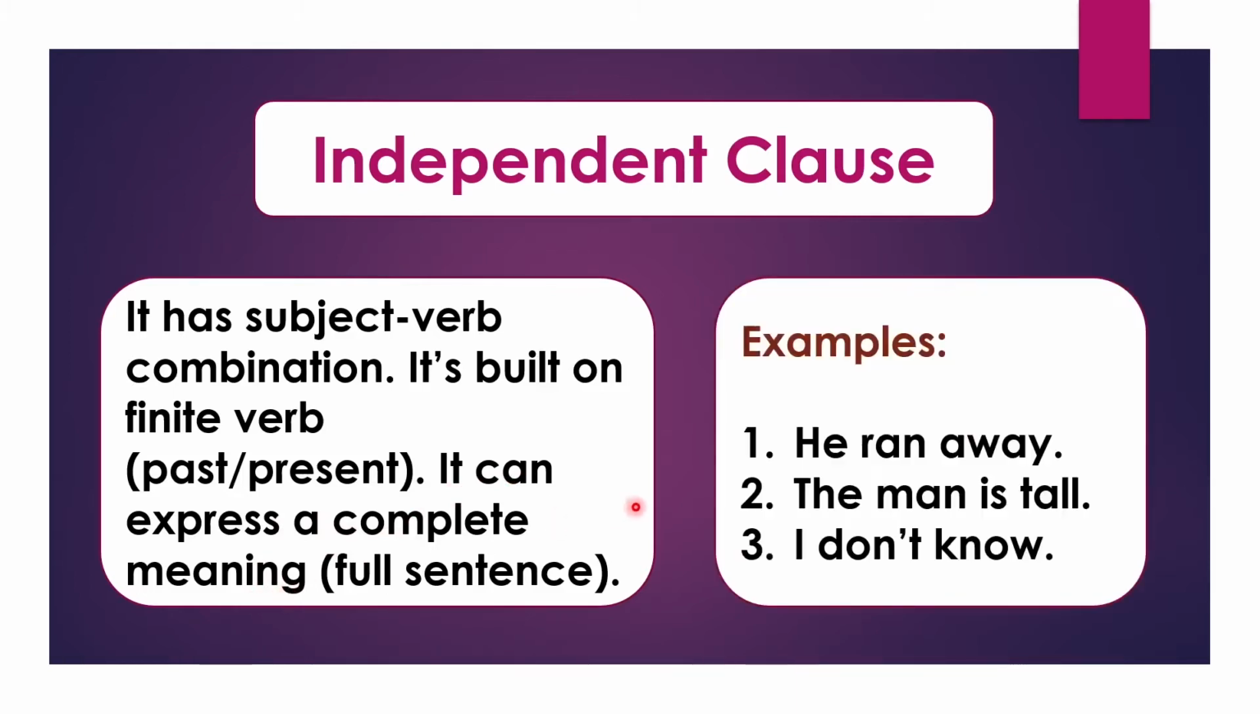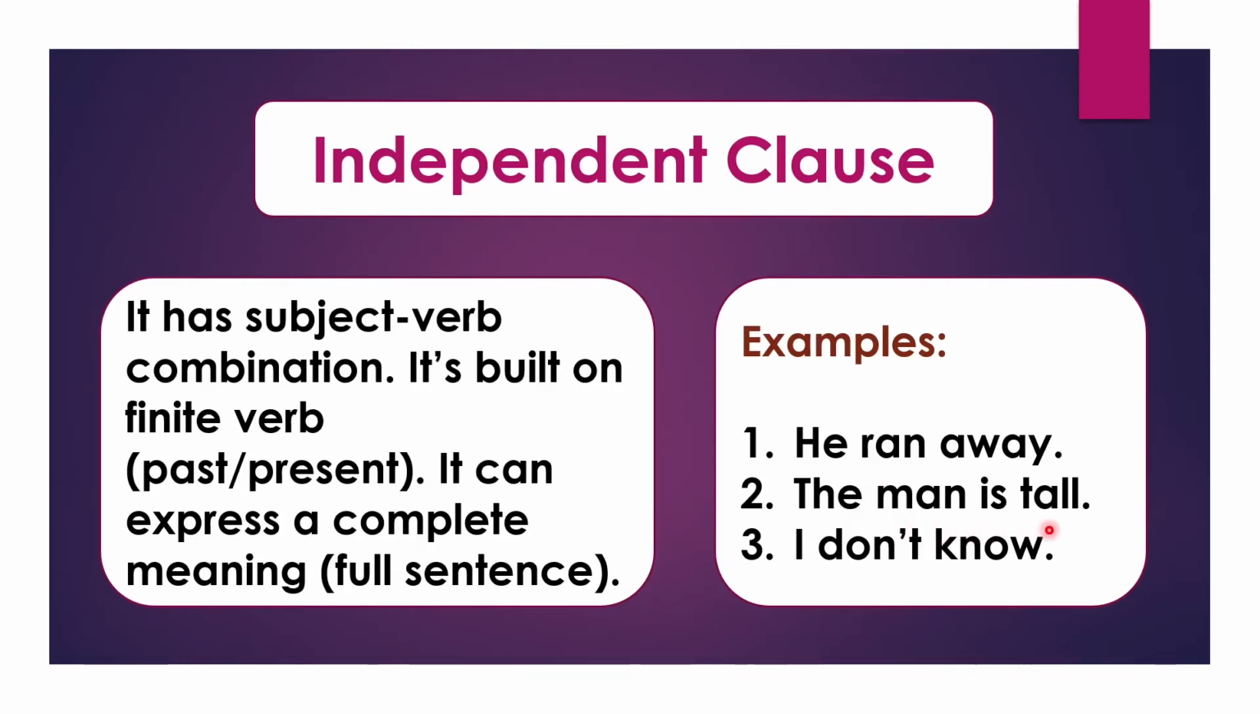For example, he ran away. Here we are getting he as the subject. Ran is the past form of the main verb, run. So we are getting subject and verb together. This is a subject-verb combination and it is expressing a complete meaning. We don't need to know anything else about this sentence. So this is a complete sentence. That's why it is an independent clause because it is not dependent on any other sentence.